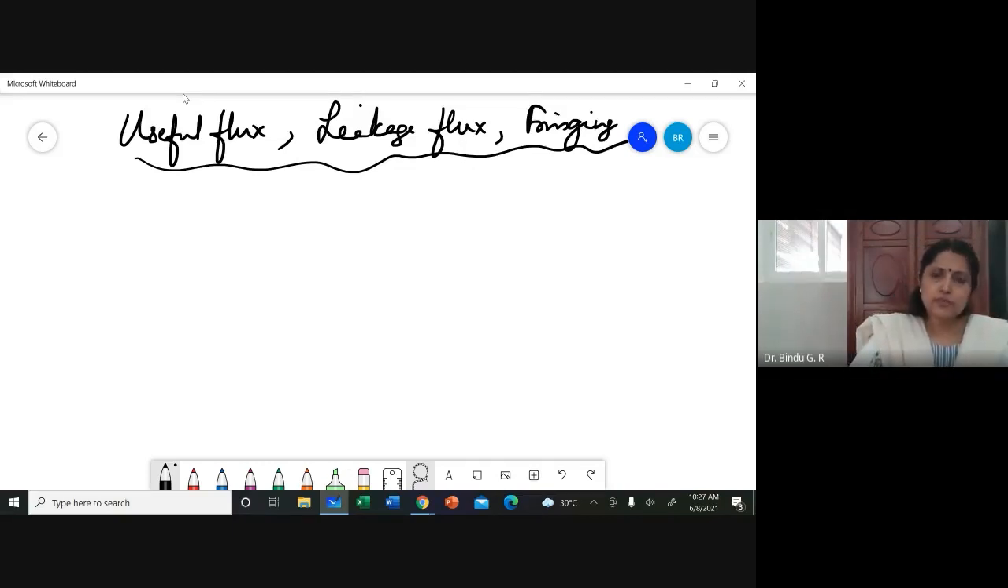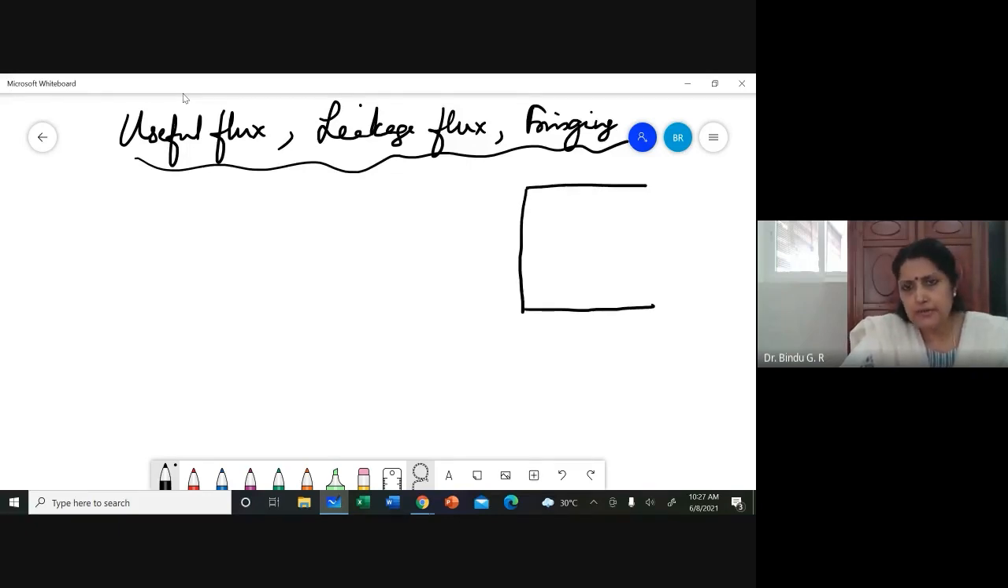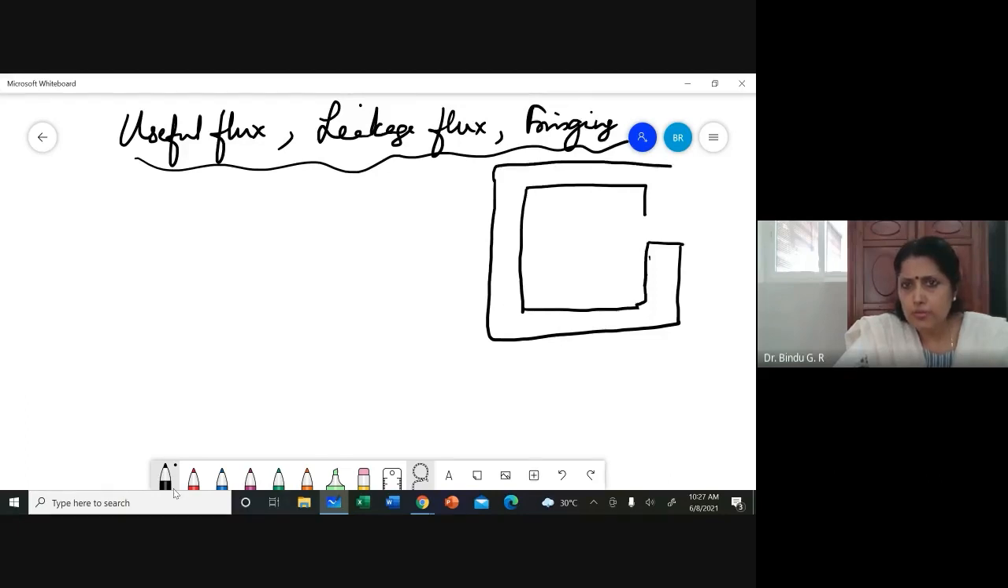Okay. Now, suppose I have my core like this. I can draw it as an iron ring, or I can even draw it like this. For me, this is easier. So I'm trying to draw this like this. So suppose I am taking an iron path like this and with an air gap here. And I am providing a coil here. Okay. Where I pass current I, having N turns.